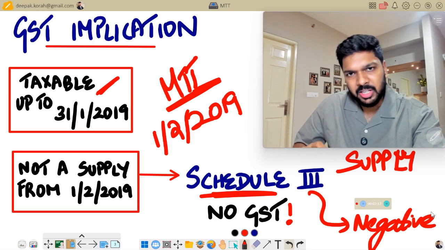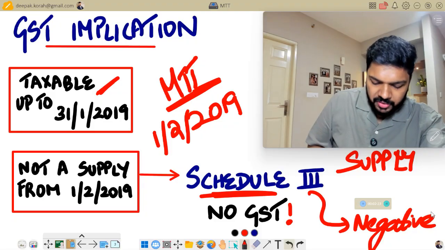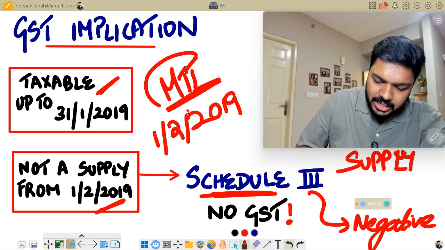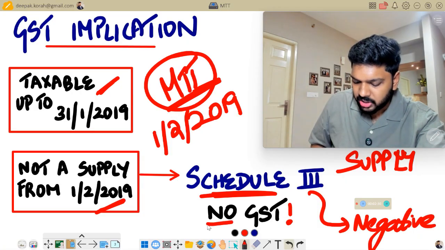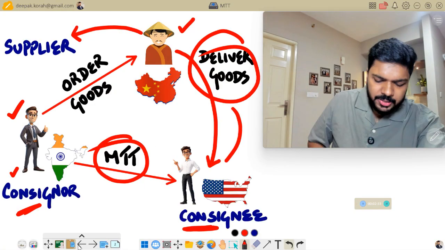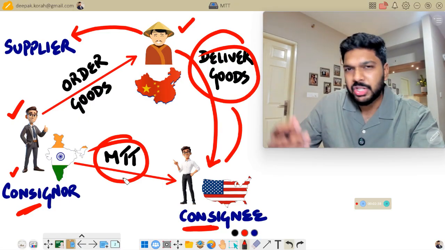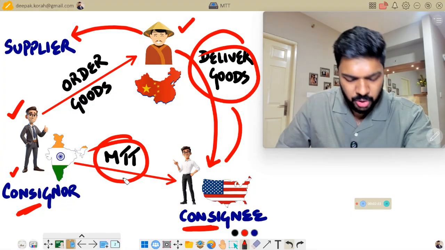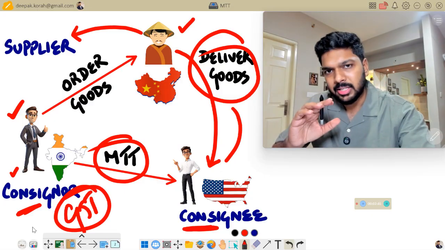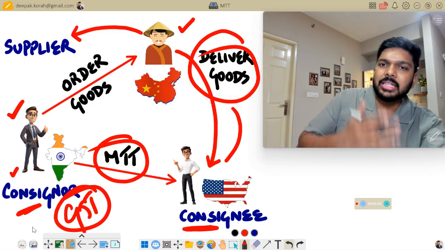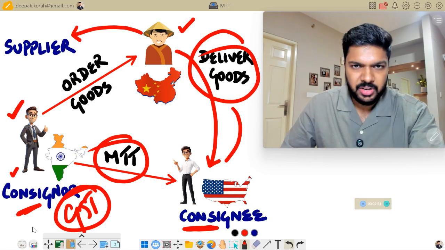So if it is not even in the scope of supply, then there'll be no question of levy or charge of GST itself. So from 1st of Feb 2019, MTT merchant trade transactions are excluded from the scope of supply, and therefore there's no GST on such kind of transactions. Of course, if there's any services being delivered inside India to facilitate this MTT, be it bank charges, foreign currency conversion charges or commission or whatever, then for those services GST will be applicable. But as far as delivery of goods is concerned, it is not supply because it is not even entering the taxable territory of India, and therefore there's no question of GST being levied on such kind of transactions.